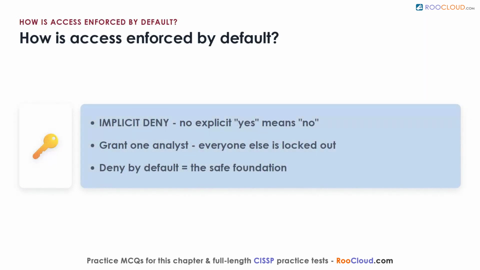So how does a system actually enforce access by default? Through a principle called implicit deny. Unless someone is explicitly granted access, the system refuses them, quietly and automatically. Imagine you give one analyst full control of a shared budget file and mention no one else. Everyone else is locked out, even though you never name them. The absence of a yes is treated as a no. This is deny by default, and it is the safe foundation under almost every mechanism.